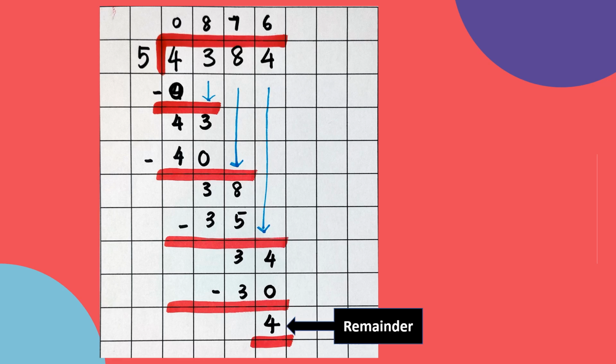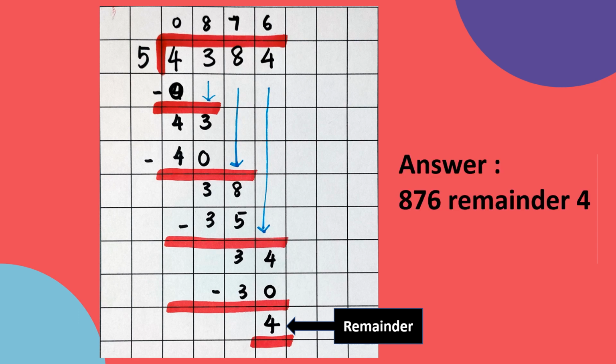So, for these questions, how do we write the answer? This is how we write the answer. 376 remainder 4. We write at the top first and we add remainder 4.